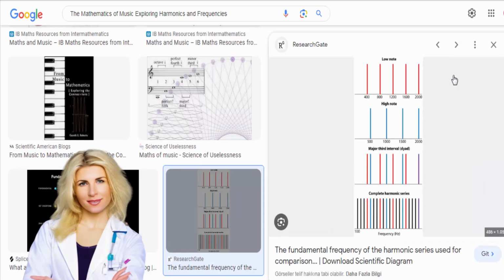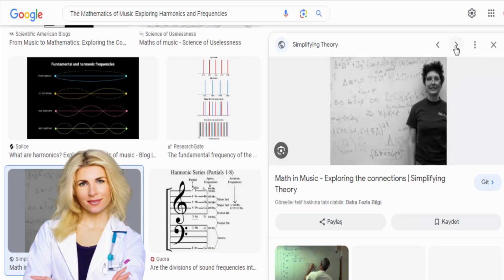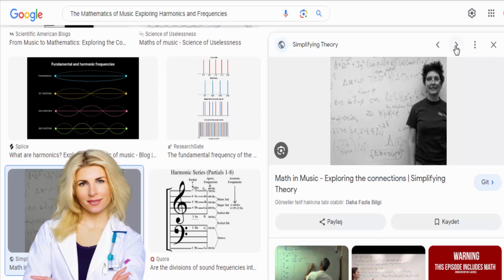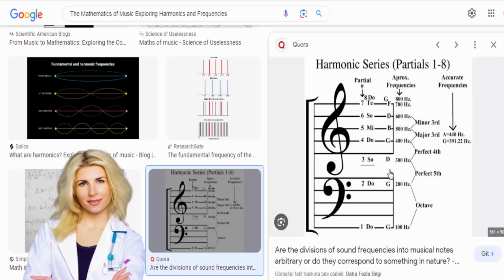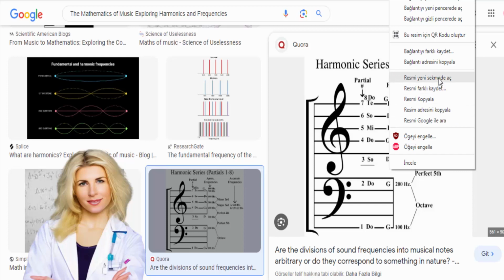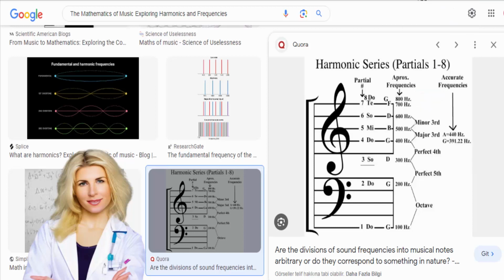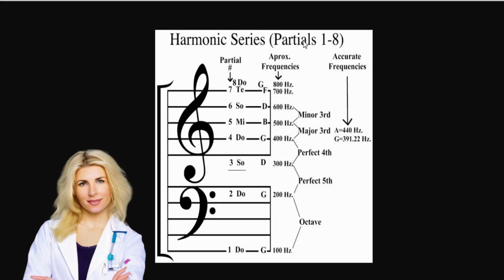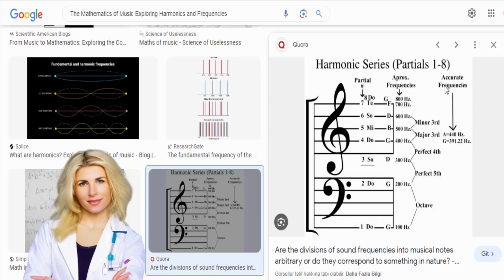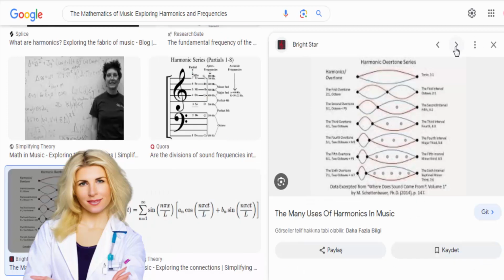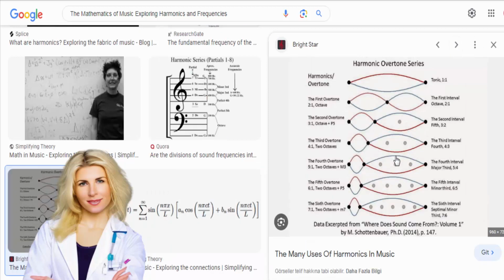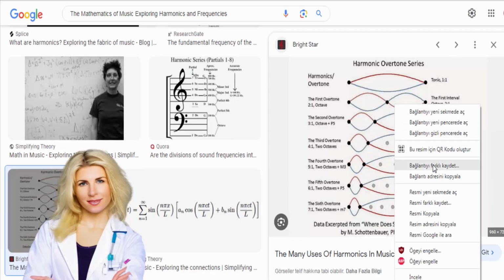Harmonics and overtones. When an object vibrates, it often produces not just one pure tone but a combination of multiple frequencies. These are called harmonics or overtones. The fundamental frequency is the lowest frequency produced, and it determines the pitch of the sound. Harmonics are integer multiples of the fundamental frequency. For example, if the fundamental frequency is 440 Hz, the second harmonic is 880 Hz, the third is 1320 Hz, and so on.